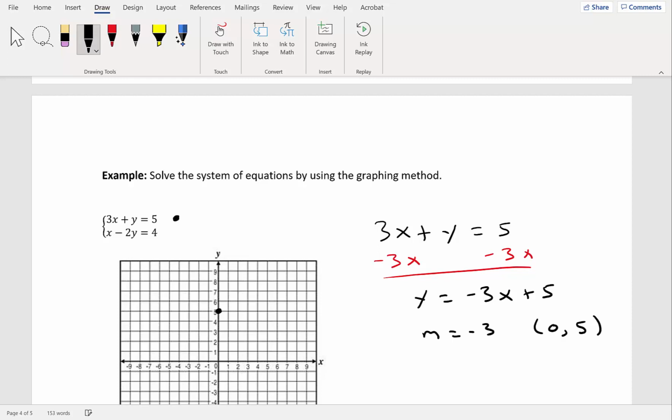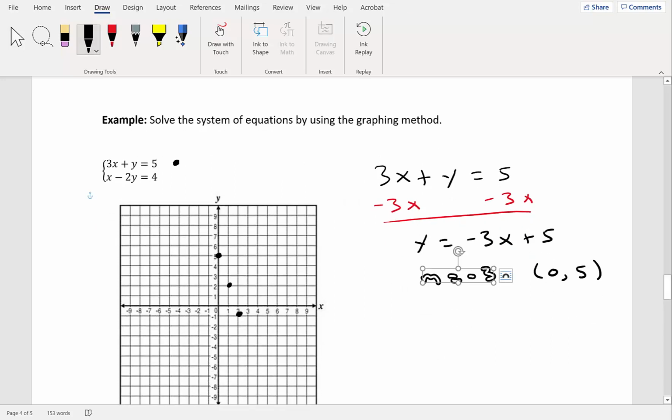Let's graph it. (0, 5) is that point right over there, and my slope is telling me to go down 3 and to the right 1. Let's go down 3 again and to the right 1, so I have more dots and can connect them a little bit easier. I get this point. And now let's try to connect them with a straight line. So I get this line right over here.